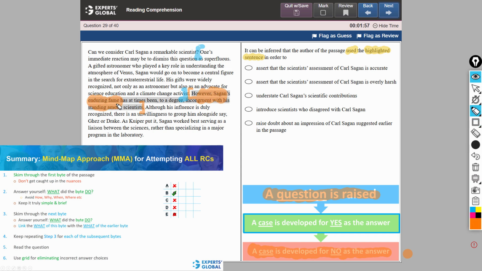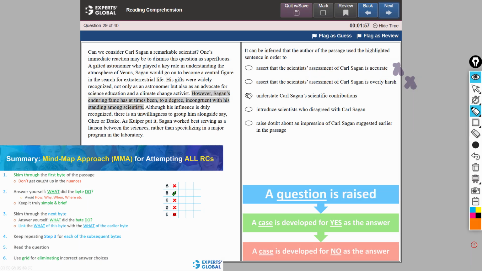In this sentence here, it has been stated that the fame of our scientist and his standing among the scientists has at times been incongruent. This sentence only suggests this idea about the scientist's assessment. It does not refer to its accuracy, nor does the sentence say that the assessment is harsh. The passage simply states this assessment as a matter of fact. Therefore, answer choice B should be eliminated.